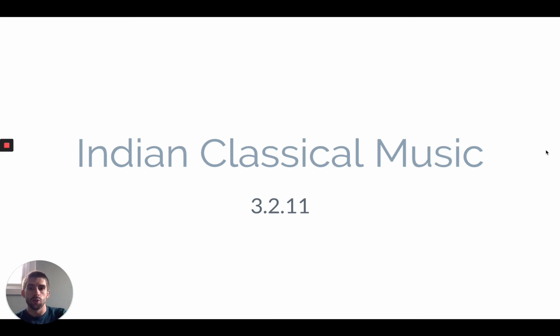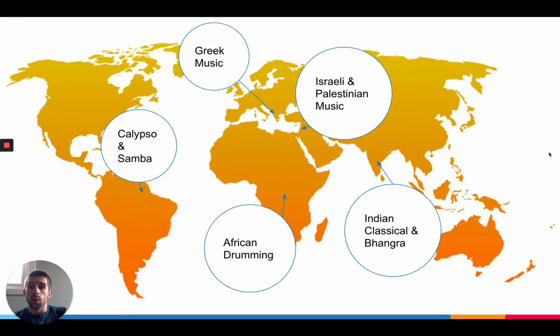Let's move on to explaining a little bit more detail about Indian classical music. So we've looked at this map: some African rhythms and African drumming from West Africa, calypso and samba from Venezuela and the Caribbean, and we started to look at Indian classical music from the Indian continent, which is just here.